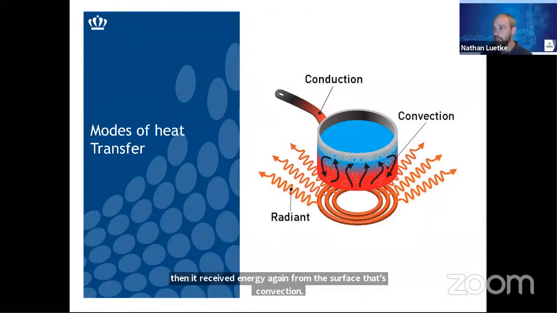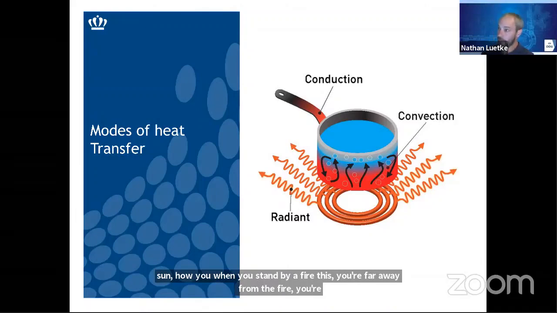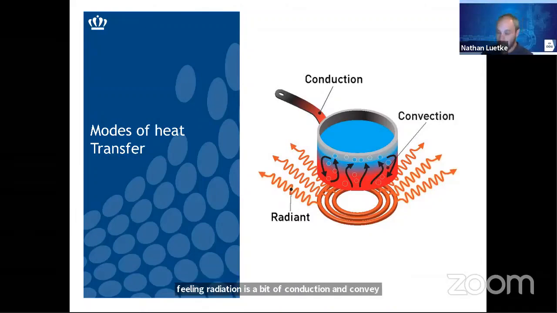And finally, you have radiation. That's the energy due to electromagnetic waves, photons moving through a vacuum or a medium. That's how we get heat from the sun. It's how, when you stand by a fire far away from the fire, you're feeling radiation. There's a bit of conduction and convection through the air, but it's primarily radiation. Everything emits radiation heat if it has a temperature difference from something else. But usually it's very small unless it's something like a fire or the sun or a burner. It has to be very, very hot for that to matter. But again, those are the 3 modes.